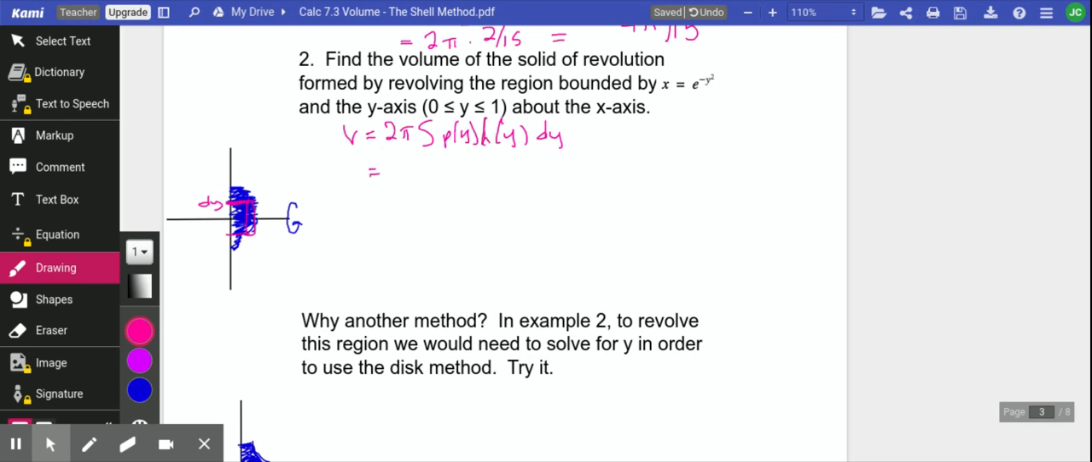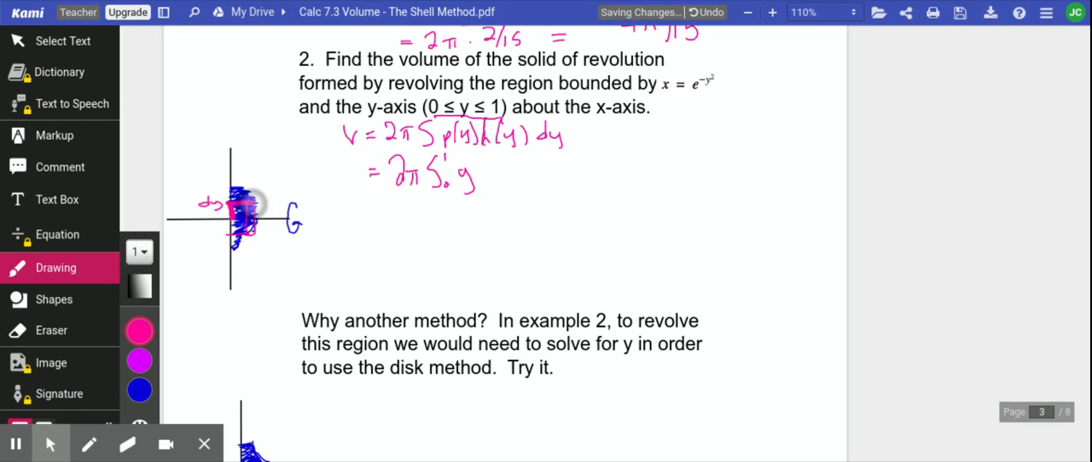All right, so let's get some specifics in here. 2 pi. We already know that it's from 0 to 1. They told us that in the problem. P of y, that's the radius. So we need to think about this cylinder and think about its radius here. Well, that is just determined by y, whatever we're at. So the radius is just y.